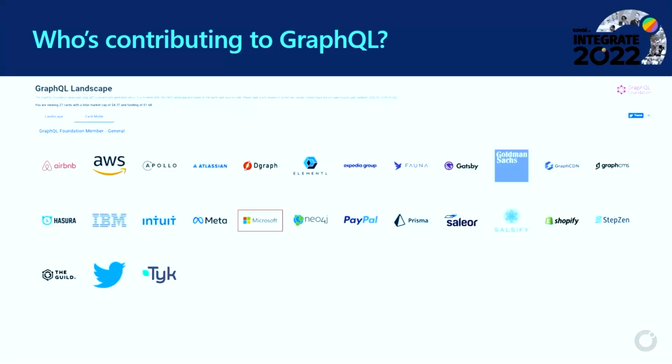Additionally, there's this thing called the GraphQL Foundation. These are all the companies that are part of it, and they contribute to the standards of GraphQL as a language. As you can see, Microsoft is one of those companies. So we're really looking into investing in GraphQL as the future of APIs, especially for modern application development.